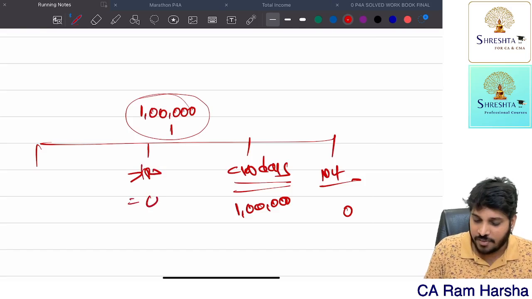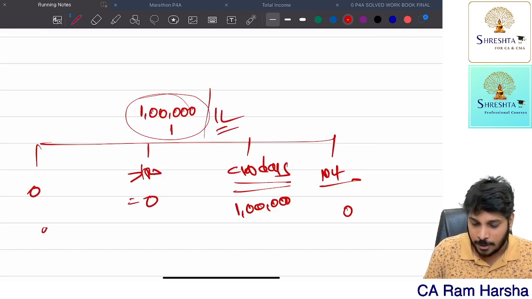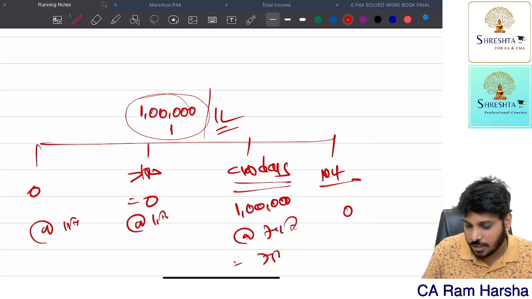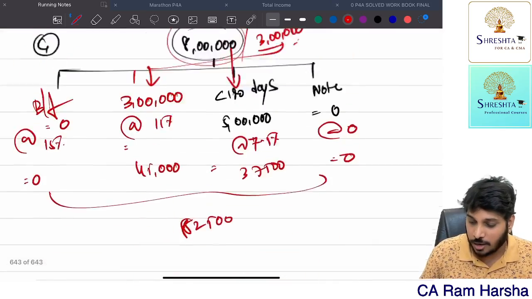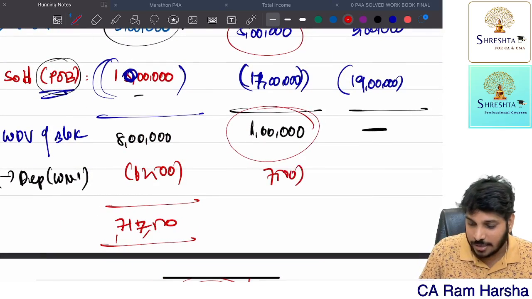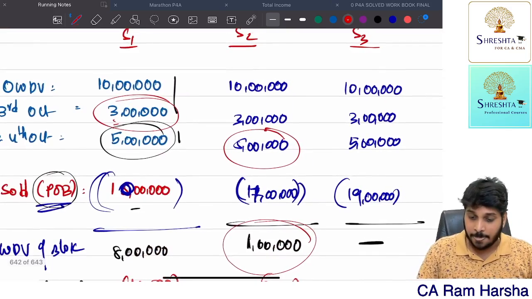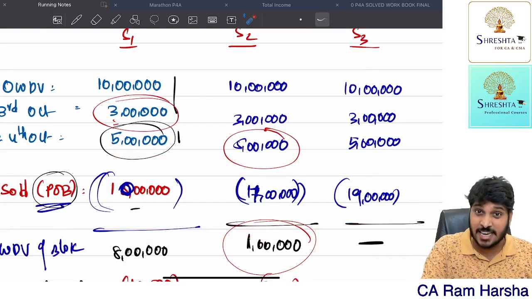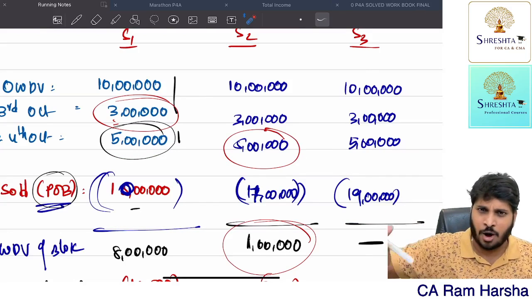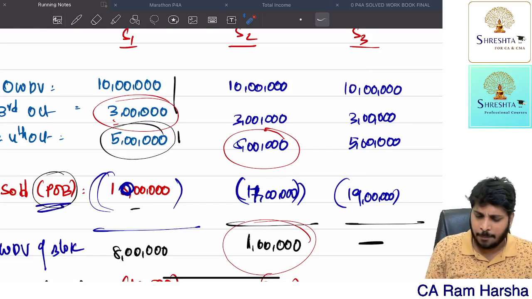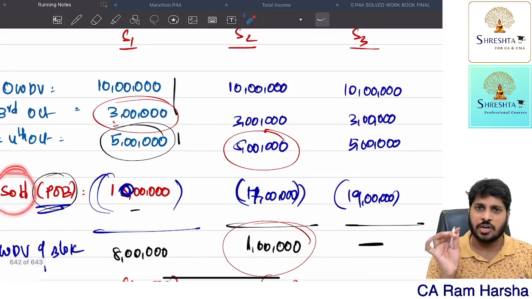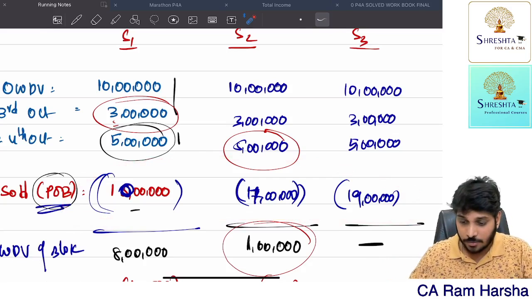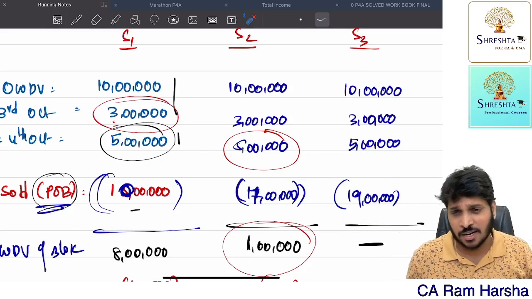Now for more than 180 days, nothing is there. Already 1 lakh is fully settled. So 0 at 15%, 0 at 15%, and at 7.5% it is 7,500. So total normal depreciation, how much? 7,500. That's it. Now remember, what you have to reduce is the sale value, whatever amount you are receiving because of destruction, damage, demolition, transfer, sale, whatever reason, for part of a block. That amount received you should reduce. Understood or not?